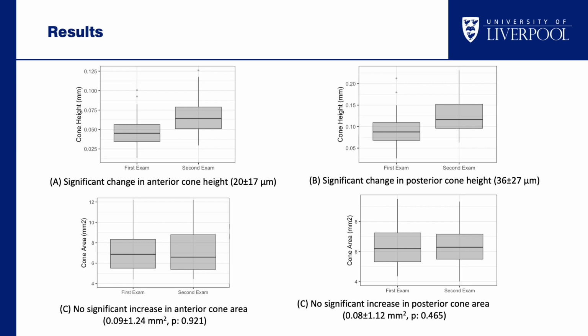the anterior surface. On the other hand, we found no significant increase in the area of the cone for the anterior and posterior surface. This is suggesting that with the disease progression, the total affected area on the cornea remained almost unchanged.